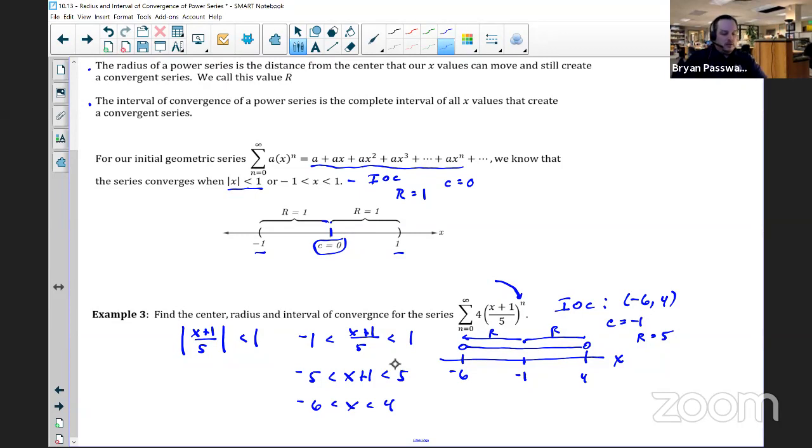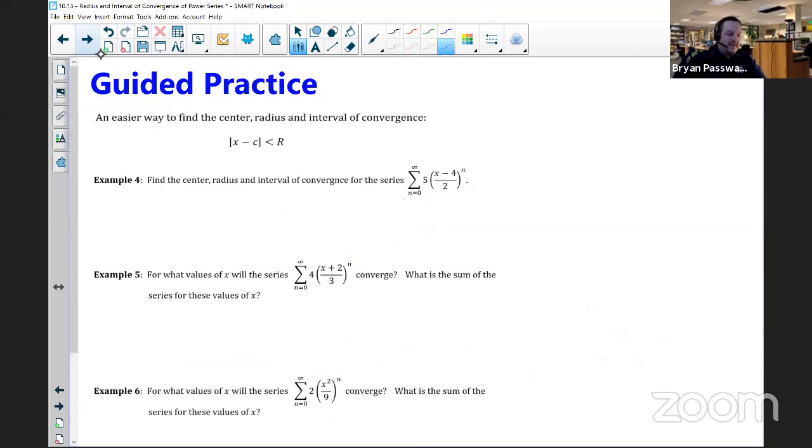Now, looking at our initial problem here, you can kind of realize that a lot of these numbers, like the center and the radius, seem like they're connected somehow to the original ratio, the initial little r value for our geometric series, and they are. So let's talk about how that's connected.